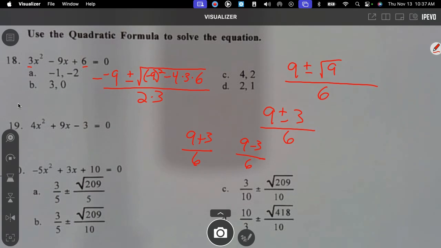What is 9 plus 3? 12 divided by 6, which is 2. Okay? Looks like it's going to be one of those. And then what's 9 minus 3? 6 over 6, which is 1. There's our answer. If you had graphed it, you would have seen it crossed at 2 and 1.